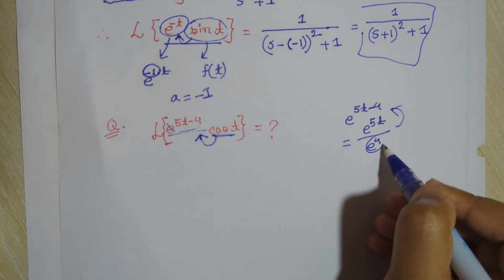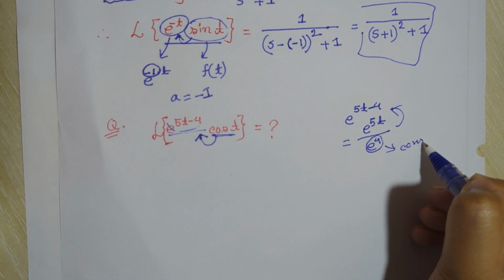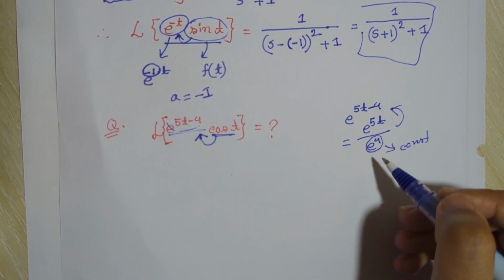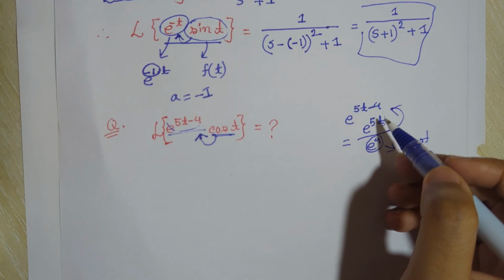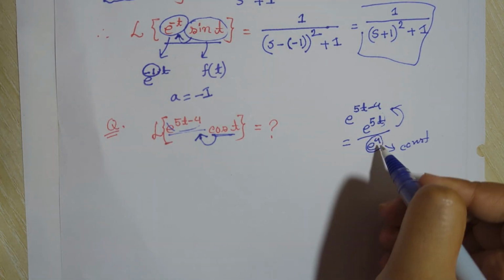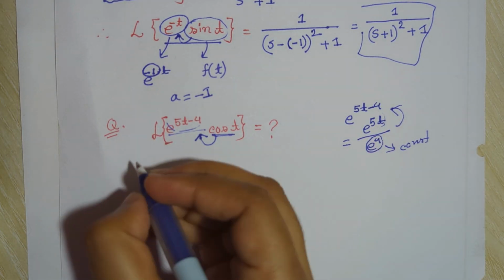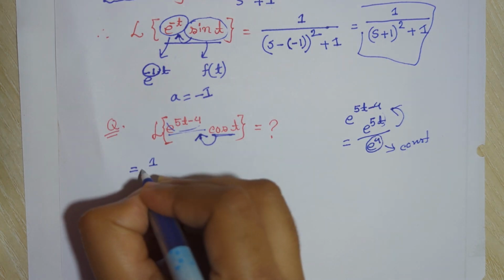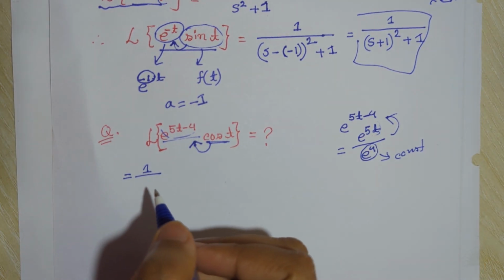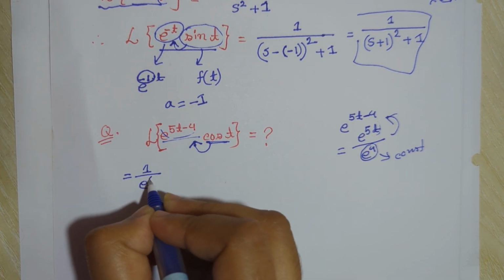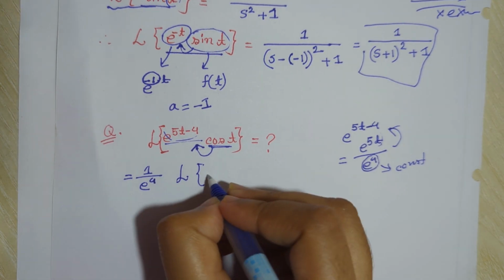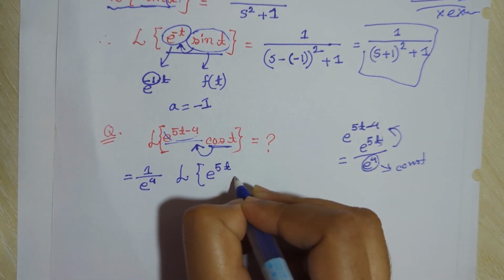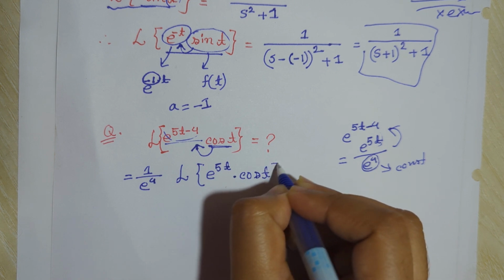But this e to the power 4 is a constant term because no variable is used there, while the variable t is used in the other part, so it will be under the Laplace transform. As this is a constant term, it will be taken out of the Laplace transform. So we will take 1 divided by e to the power 4 as a constant, and we will do the Laplace transform of e to the power 5t into cos t.